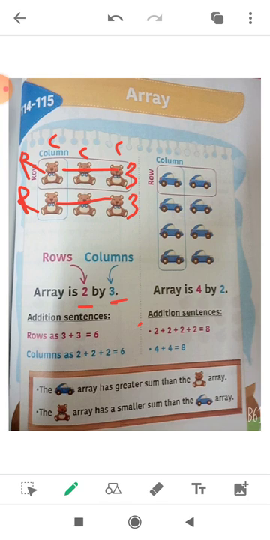Now I can represent the addition sentence by using the columns. How many teddy bears in each column? I've got 2. 2 plus 2 plus 2. 2 is repeated 3 times, so it equals 6. So here the array consists of rows and columns. Always, I mention or write the rows first. Okay, then I will write the columns.